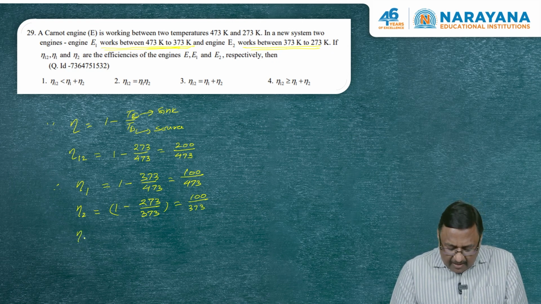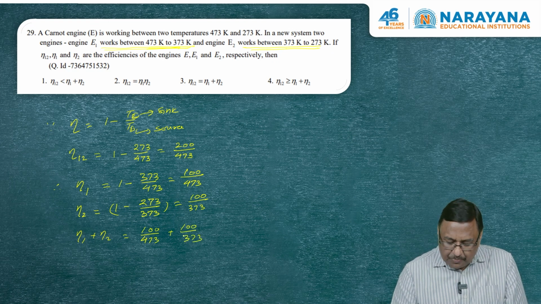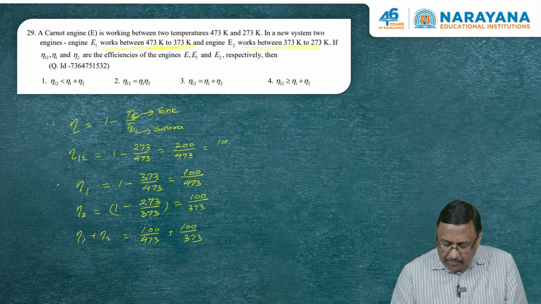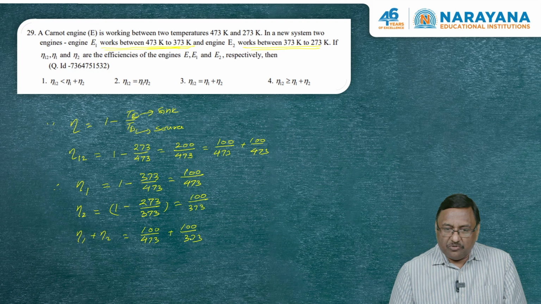Let me write now, if I write eta 1 plus eta 2, that becomes 100 upon 473, and then I'm writing again 100 upon 373. It gives a very obvious picture. If I write eta here and I break it in this manner, I split in this way, 100 divided by 473 plus 100 divided by 473. Here my denominator is going to be 473 in this case, but if you see here in this eta 2, it is going to be 373. This denominator is becoming a smaller quantity. That means this quantity is going to become a larger quantity.